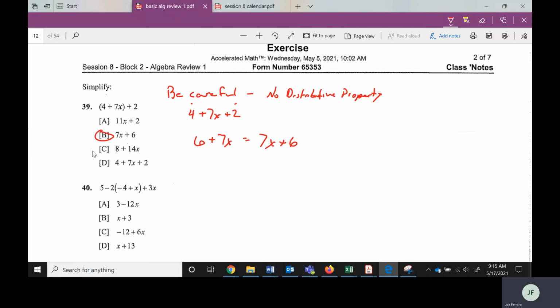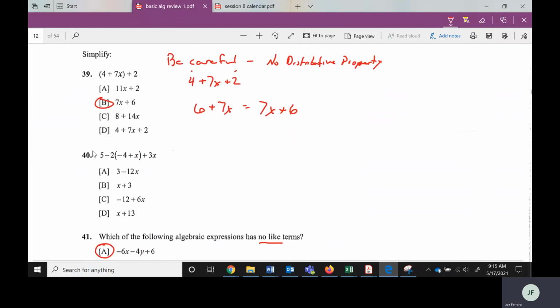Okay. I'm going to go right to number 40 here. There's a lot going on. Now we got more going on in 40. Okay. We have this 5. That's by its own. We have a minus 2, but the 2 is right next to the parentheses. So that means we have to do some stuff. The plus 3x is away from the parentheses, so we don't have to do the arrows there.